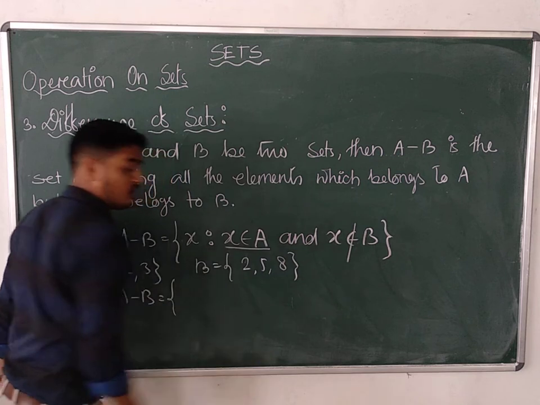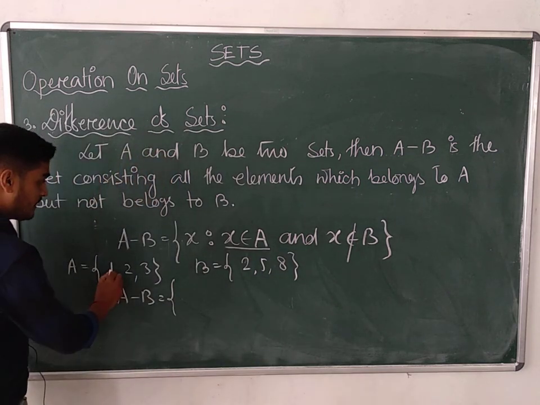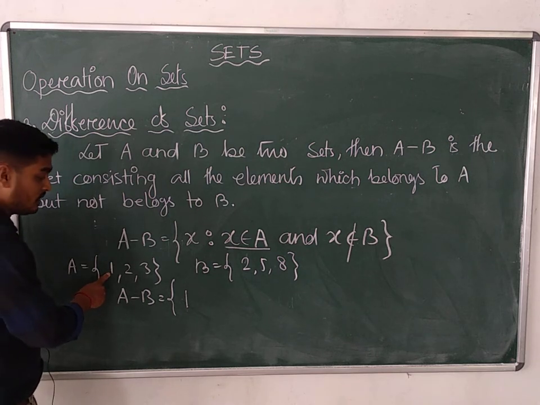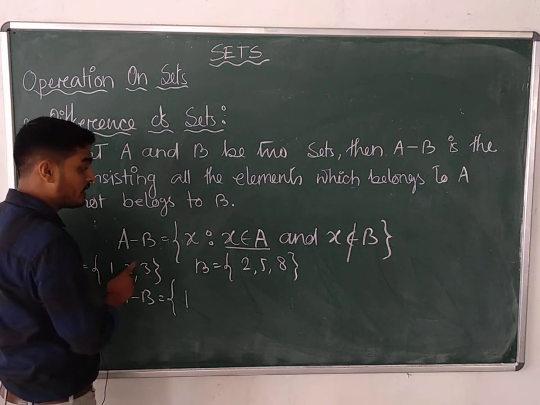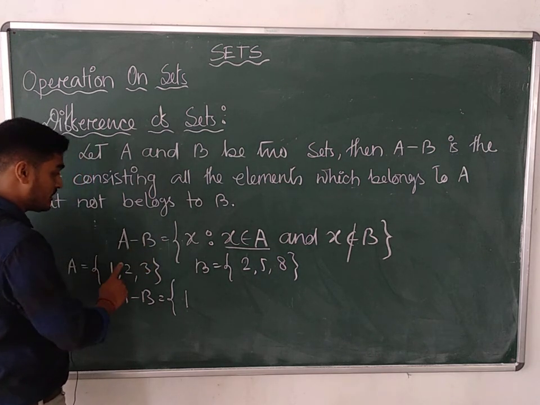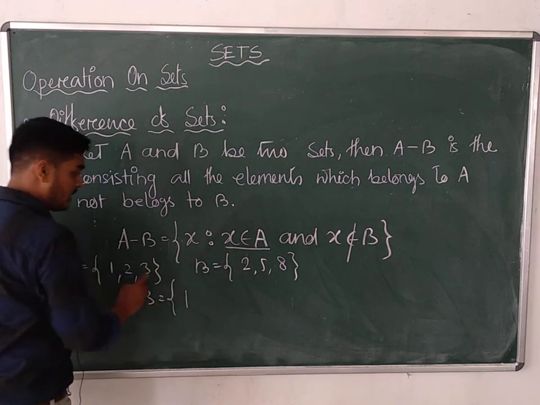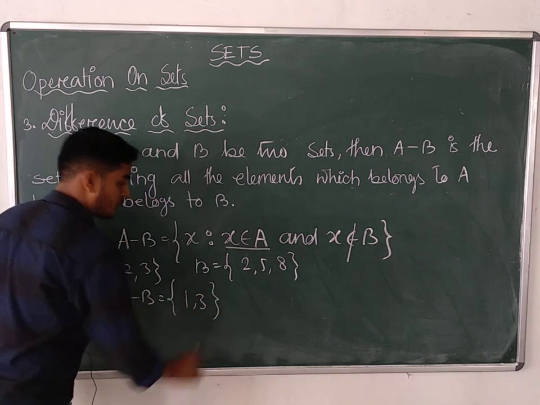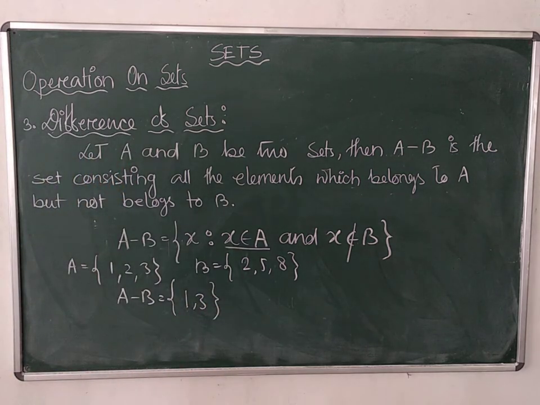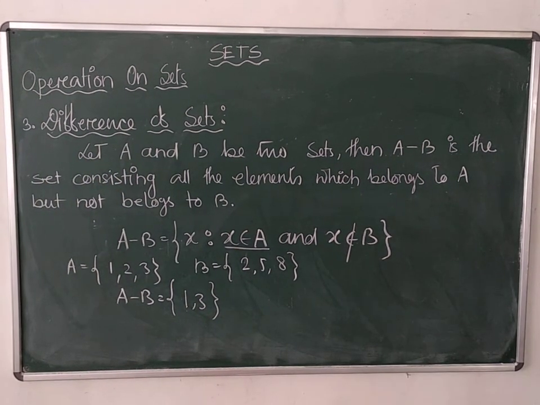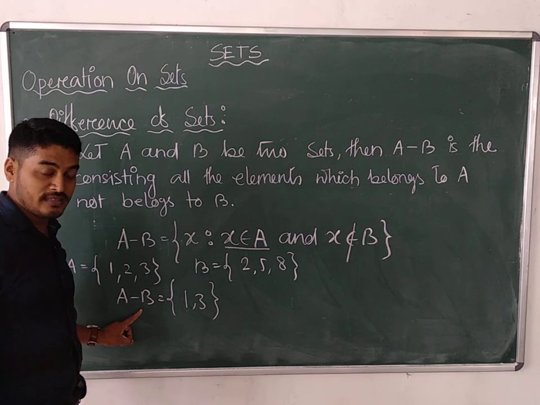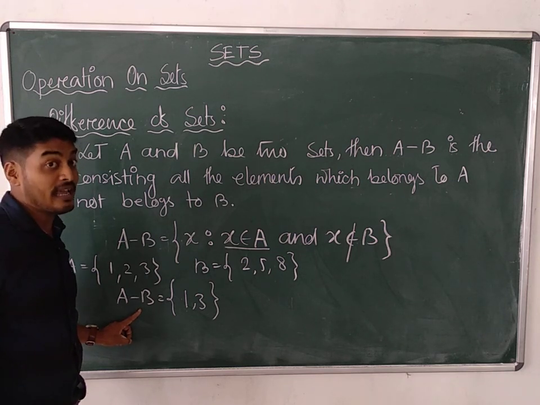That means we can easily consider 1 because 1 is there only in A. You are not supposed to consider 2 because 2 is there in A as well as in B. You can consider 3. Okay. So A minus B means what? A minus B is a set which contains all the elements which are in A only.